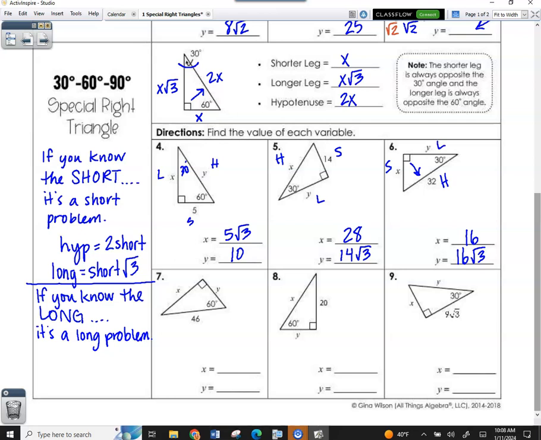This is a good worksheet. It gives us 2 of each scenario. So we've got the hypotenuse. This is the long, this is the short. If the hypotenuse is 46, the what? Short is 23. And then if the short's 23, the long would be 23 root 3.